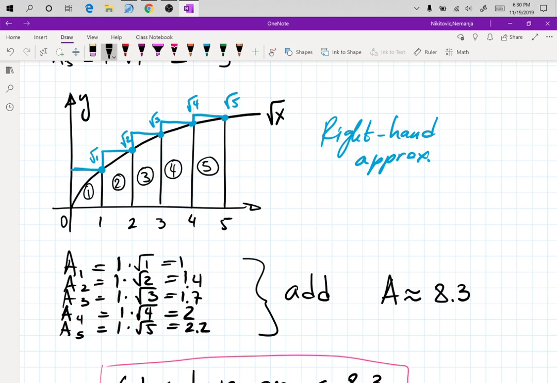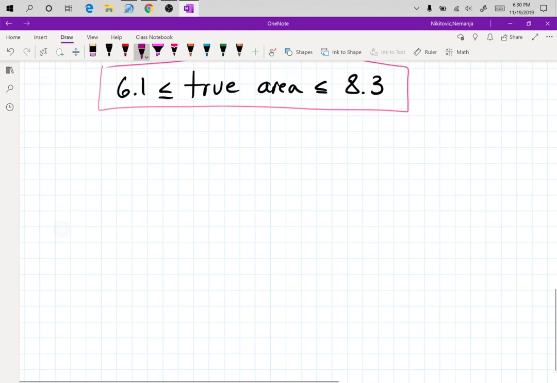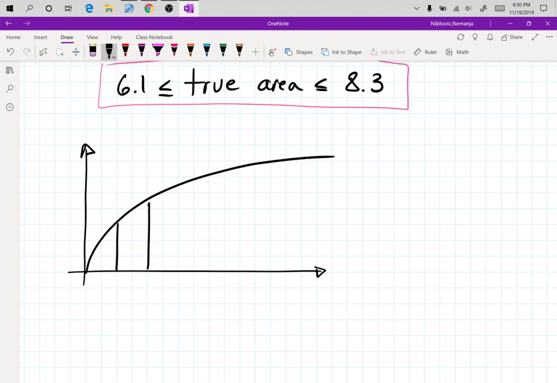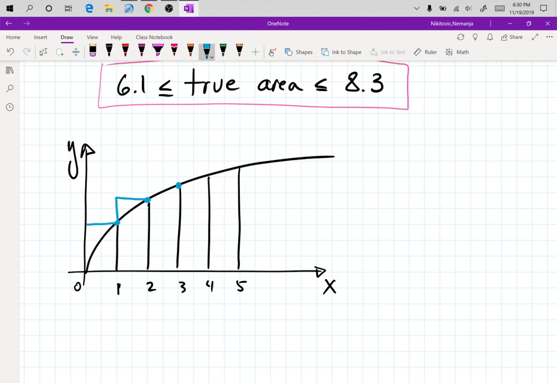All right? Look what happens if I split each one of these in half. So I'm going to draw the same image as before. So I have my square root of x, and then I'm going to draw these again, 1 through 5. So 0, 1, 2, 3, 4, very good, 5. All right. So now let's use right approximation again. So you go to the right, go to the left, right, go to the left, right, go to the left.